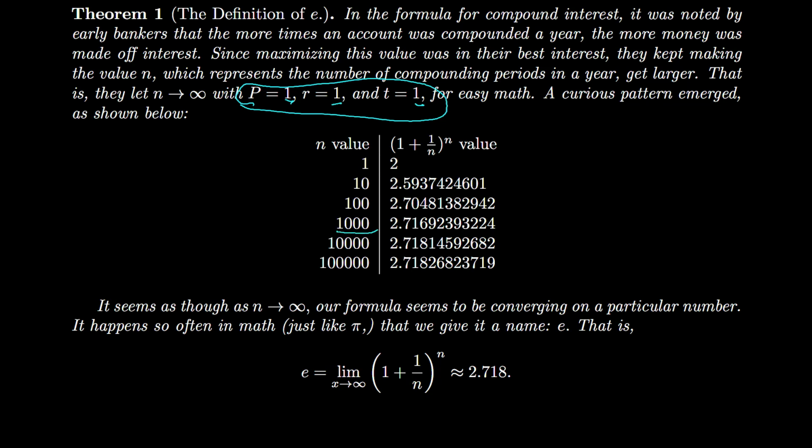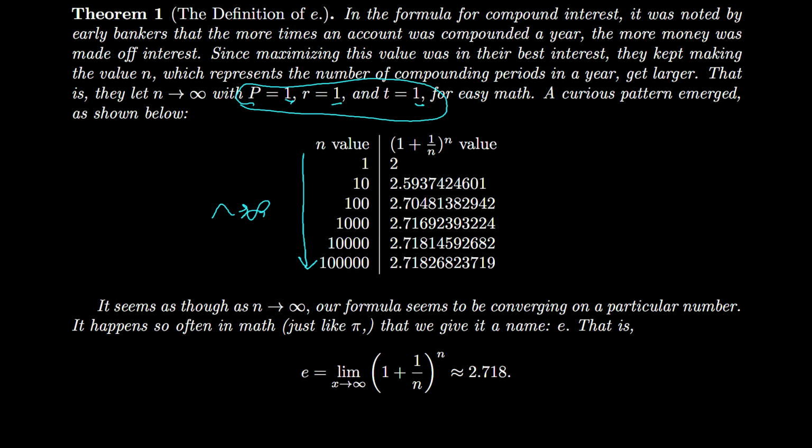If this N is 1,000 times, you're doing this 1,000 times a year, then you'll have $2.72 after rounding. And then 10,000 times 2.7181, you can see this number is getting closer and closer to 2.718. So you can see that as our N goes to infinity, what's happening to our end of the year value for these easy numbers? Well, you can see that we're approaching some number.